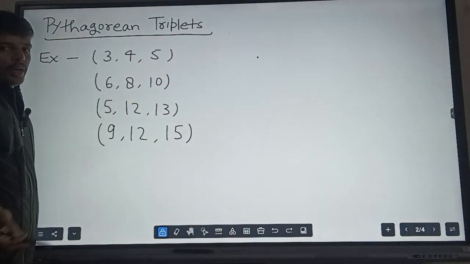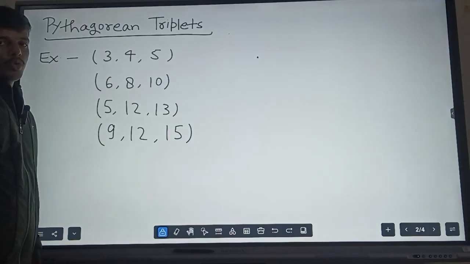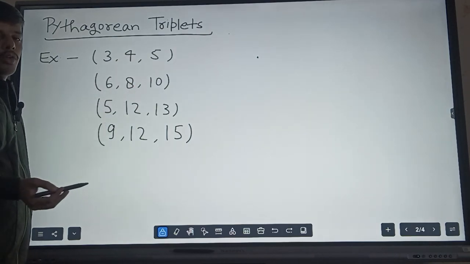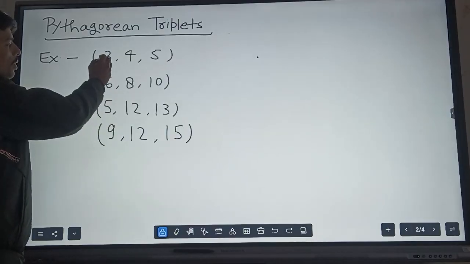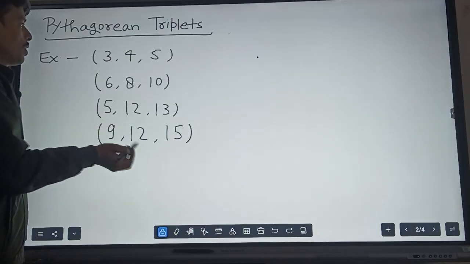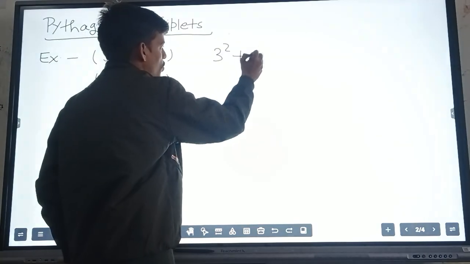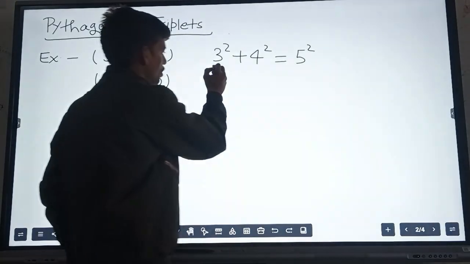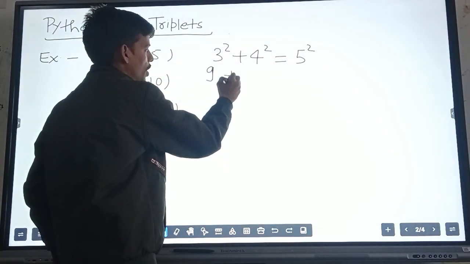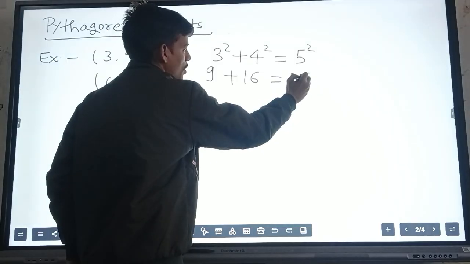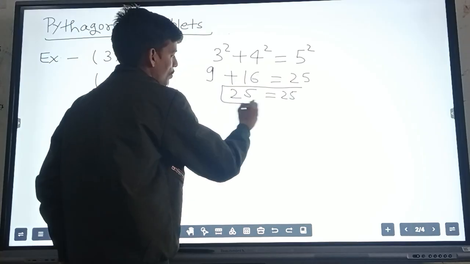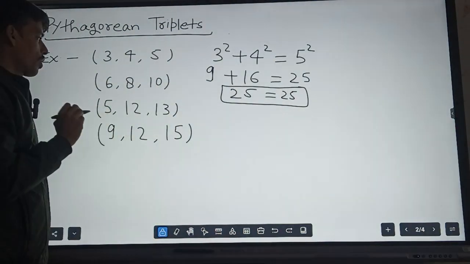Now the relation that follows Pythagoras theorem is known as Pythagorean triplets. In triplets we take a series of three natural numbers that follow Pythagoras theorem. The first is 3, 4, 5. 3 square plus 4 square equal to square of 5. 3 square equal to 9, 4 square equal to 16, plus 25. 9 plus 16 equals 25. So it follows Pythagoras theorem.